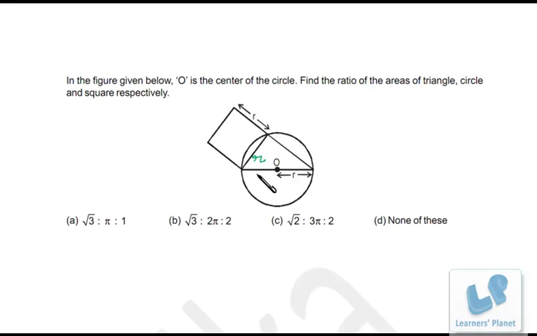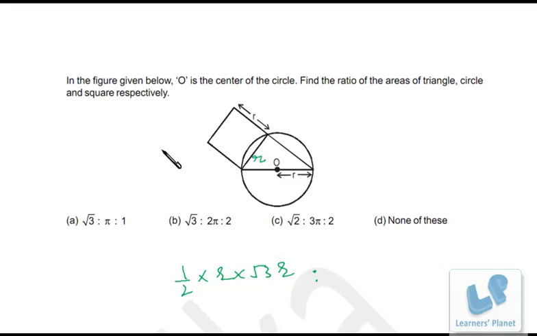So by Pythagoras theorem, this length will be 4R square minus R square, that is root 3R, right? So this length is root 3R, this length is R. So we can calculate the area of this triangle, that is half of R into root 3R. So this is area of triangle.